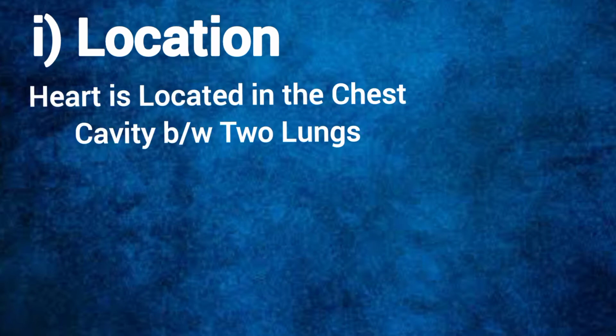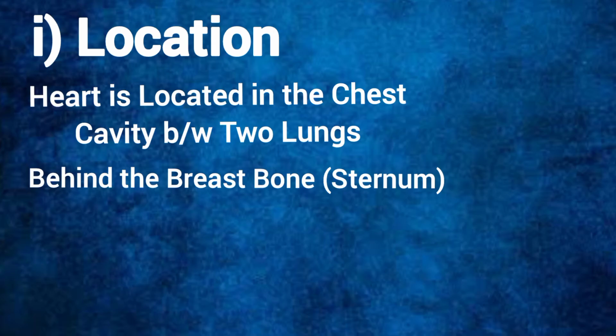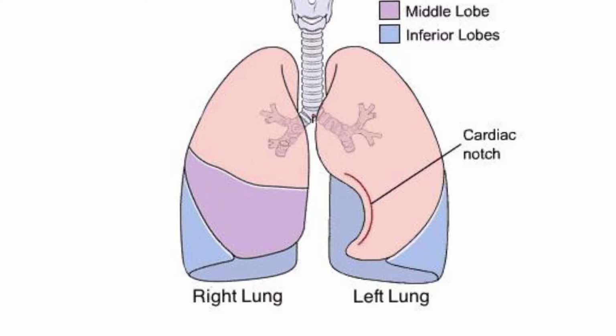First of all, location. Heart is located in the chest cavity between the two lungs. It is just behind the sternum, which is also called the breastbone, and is above the diaphragm. The left lung has the cardiac notch.